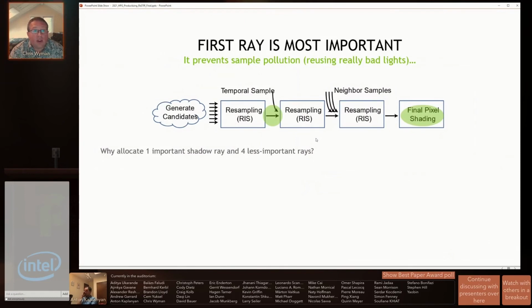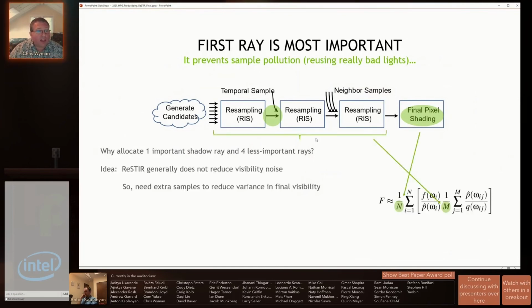What it does is it prevents sample pollution, by which I mean reusing really bad lights. If you have a light from outside on the environment map in that burger restaurant and it's clearly occluded, it's probably going to be clearly occluded at all the neighbors. And so you really don't want to reuse that.